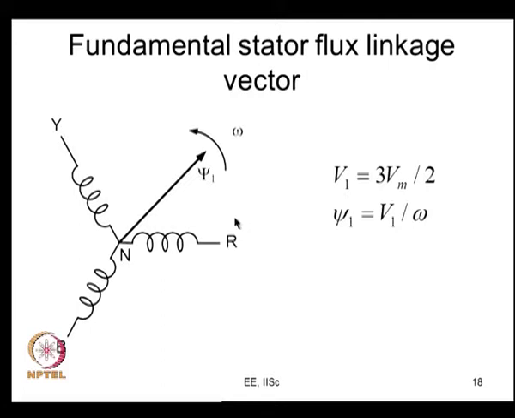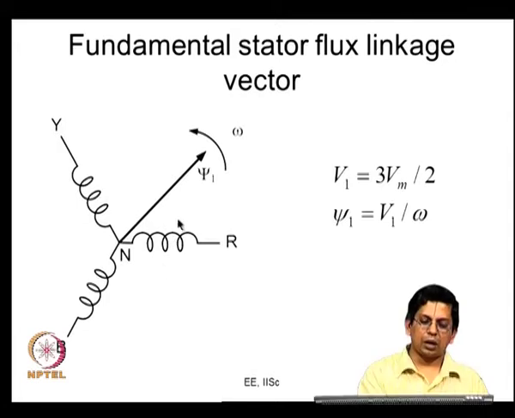So, this produces a magnetic field, it is a revolving magnetic field. We are talking of only the fundamental components at this point of time, the other components we are going to take up one by one. So, the fundamental component alone produces a flux linkage whose magnitude is given by that, and it rotates at the fundamental frequency omega.